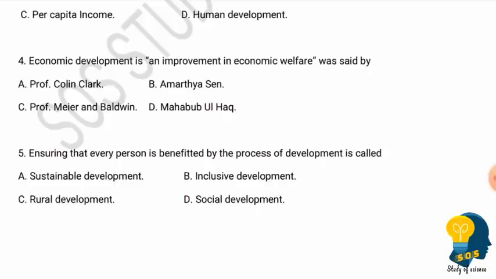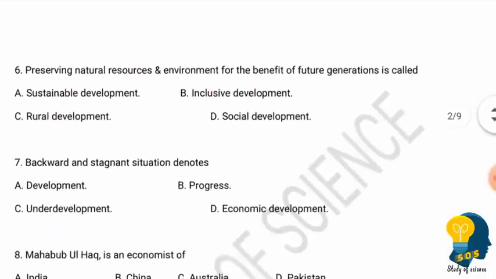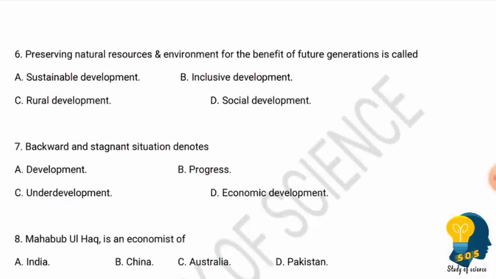Ensuring that every person is benefited by the process of development is called, and the options are A. Sustainable development, B. Inclusive development, C. Rural development, D. Social development. The right answer is B. Inclusive development. Preserving natural resources and environment for the benefit of future generations is called, and the options are A. Sustainable development, B. Inclusive development, C. Rural development, D. Social development. And the right answer is A. Sustainable development.